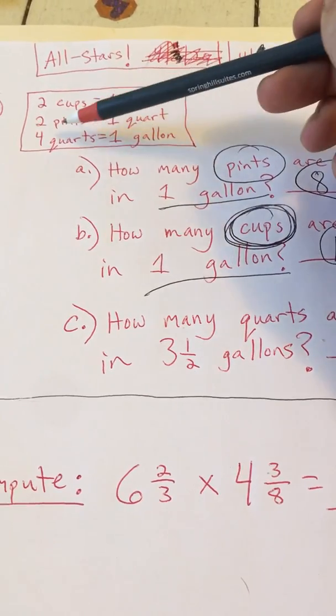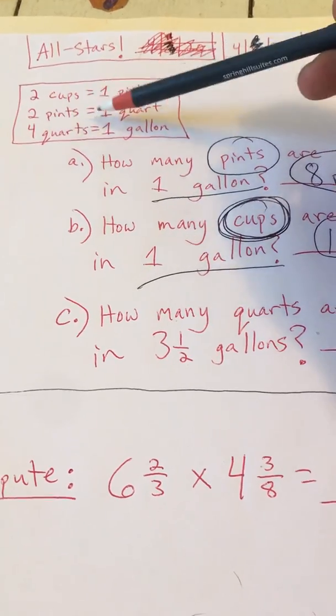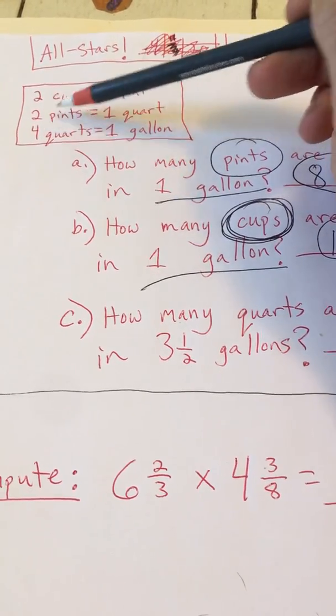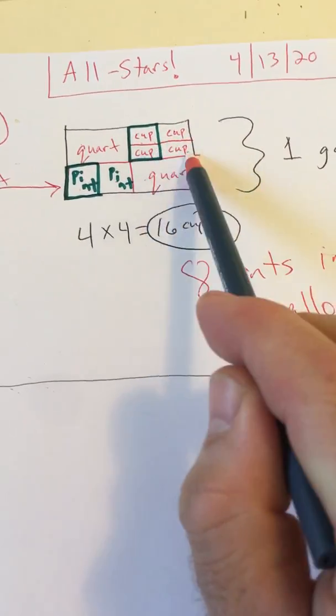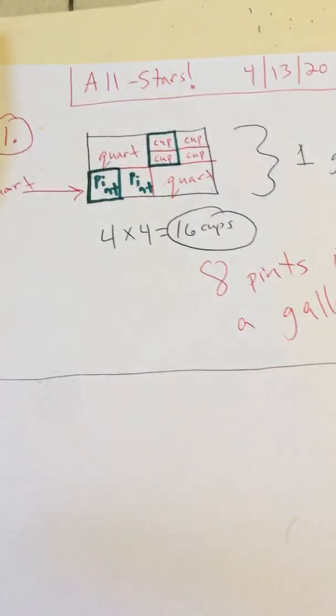Okay, 2 cups for every pint, so for 2 pints, there's 2 times 2 is 4. And if 2 pints make a quart, then that would be the 4 cups times these 4 quarts, just like we did over here. There's 4 cups in every quart, times 1, 2, 3, 4 quarts. 4 times 4 makes 16 cups.